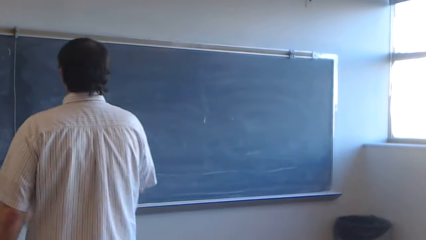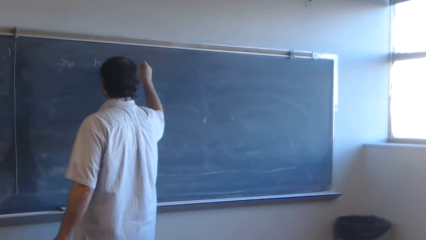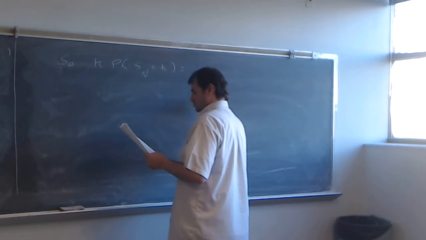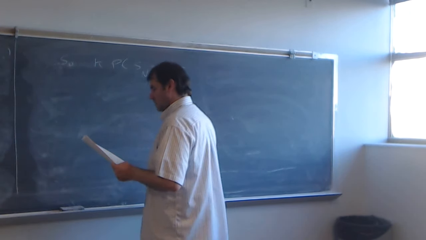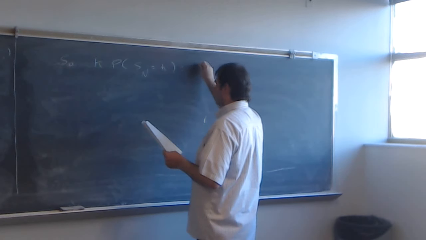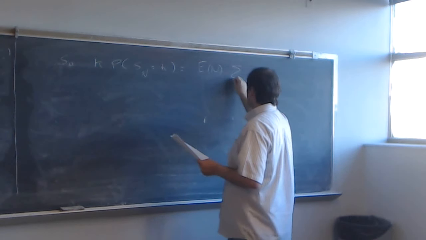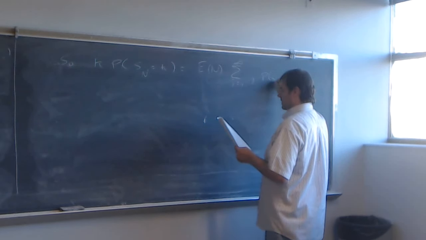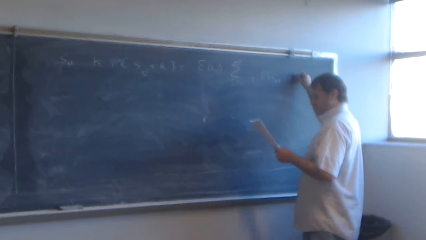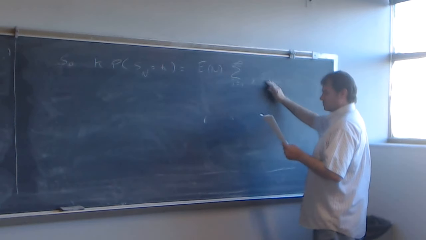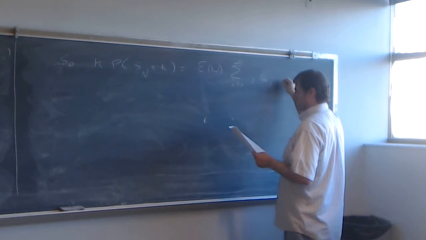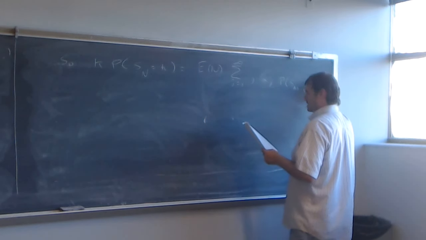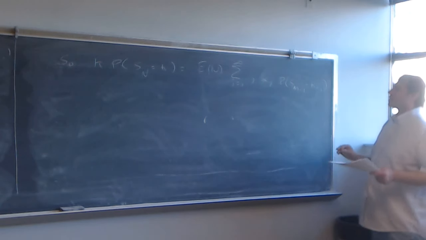So what do we have? So k times the probability that S of n equals k is equal to the expected value of n times the sum as j runs from 1 to infinity of j, we had the alphas of j there, and here we have the probability that S of m minus 1 is equal to k minus j.